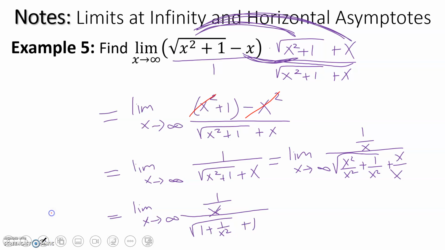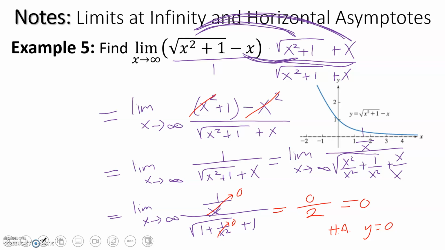And then once again, any term that is some constant over x to a power goes to 0. So this gets rewritten as 0 over the square root of 1 plus 1. So 0 over 2, which is 0. So we have here, if someone were to ask, we have a horizontal asymptote at y equals 0. And we'll see that right here.